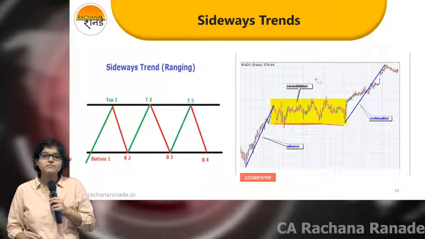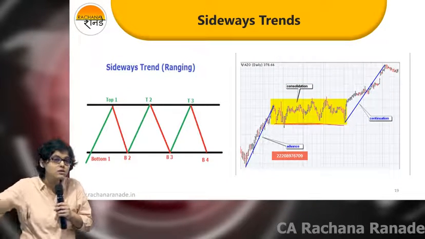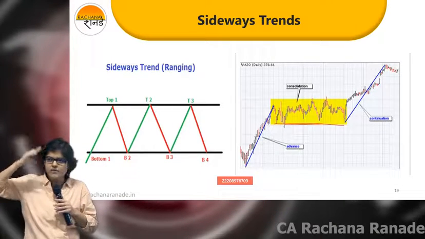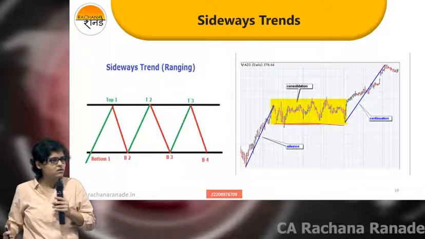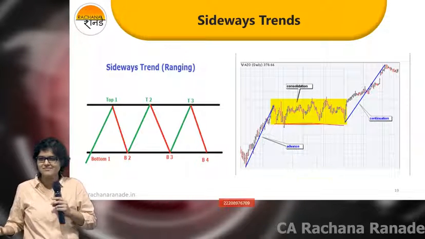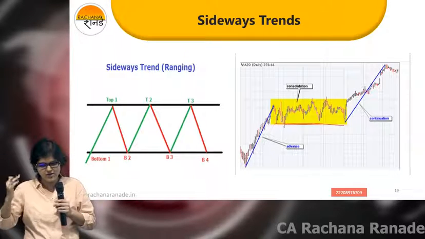Okay, so what would be a strategy in sideways? Tell me. Wait and watch for what? For the breakout. If it breaks out in the upward direction, you can go ahead and buy. If it breaks out in the downward direction, and if it is in the F&O, you can sell. Is this okay? Yes. So write down the sideways trend strategy.